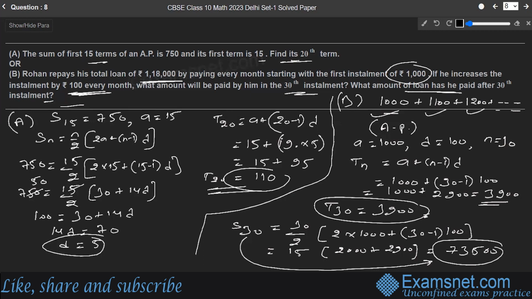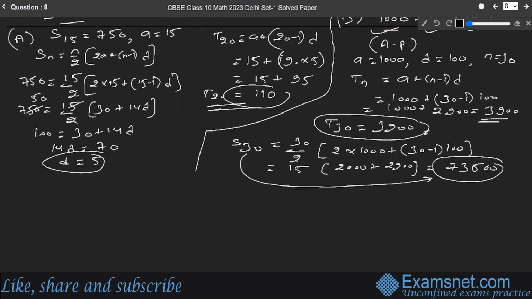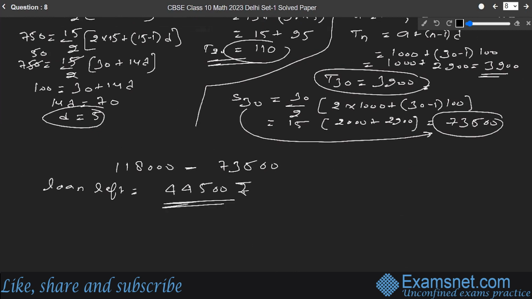Now let us find out how much of the loan has been left out, because 1,18,000 was the total amount. The total amount of loan was 1,18,000, and how much he has paid after the installments is nothing but 73,500. So how much loan is left out? We can subtract. The subtraction gives 44,400. So this much amount of loan is left out. After the 30th installment, that also we have calculated.